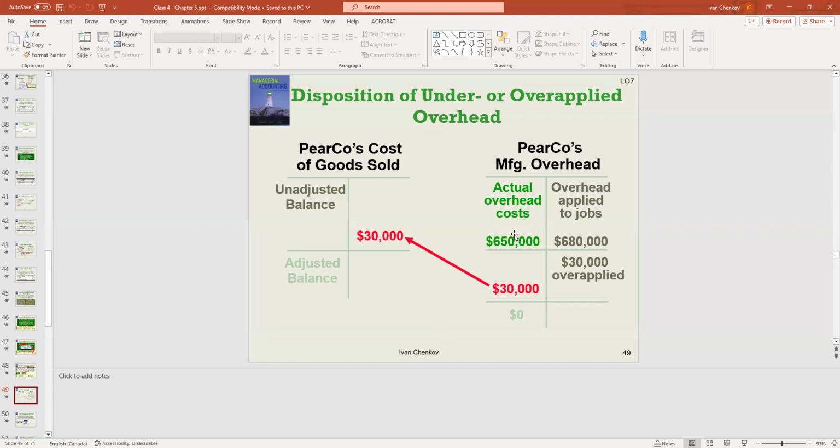First one is we already figured out that we over applied $30,000. So what are we going to do? We're going to reduce our cost of goods sold directly. So we're going to debit our manufacturing overhead account and we're going to credit cost of goods sold. Remember, once I credit cost of goods sold, I'm basically reducing the cost of goods sold.